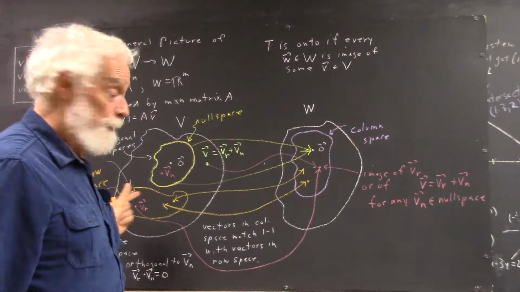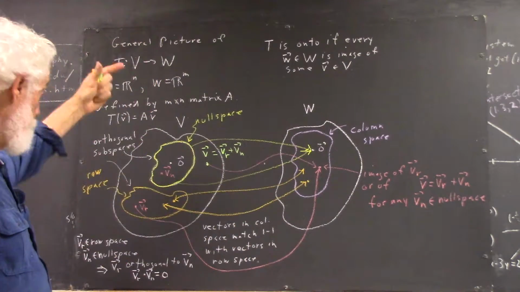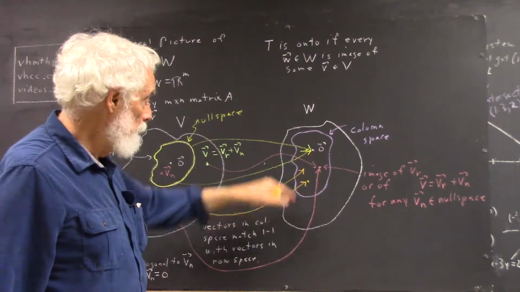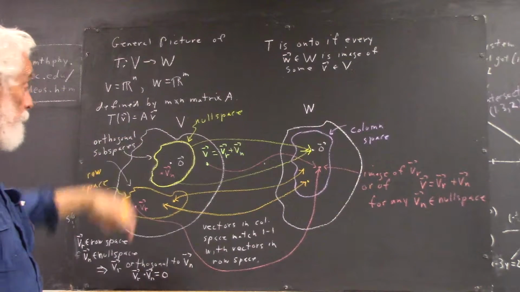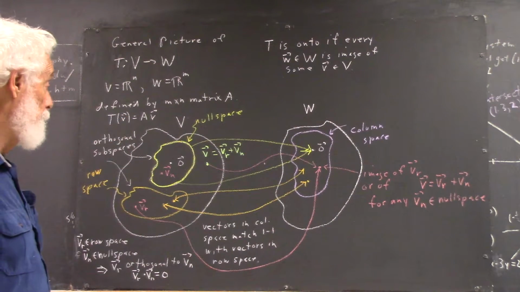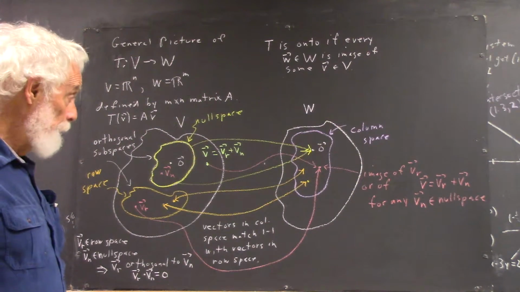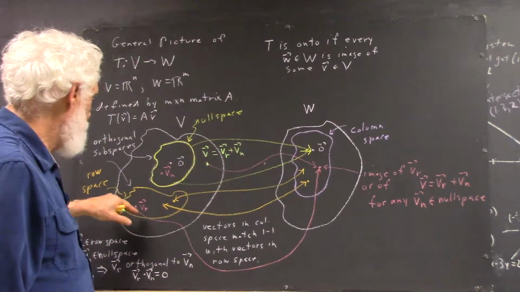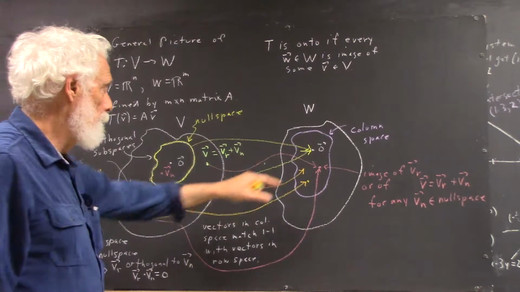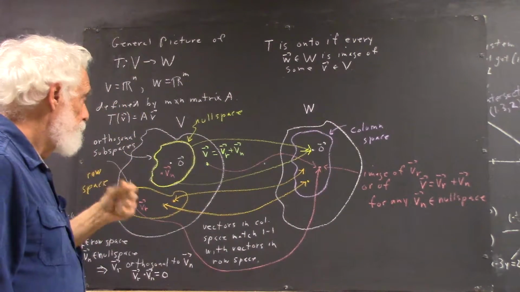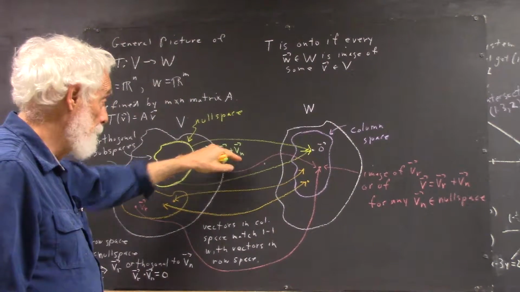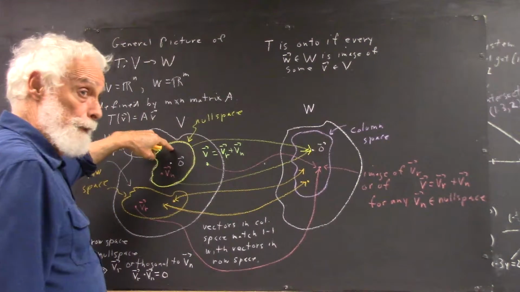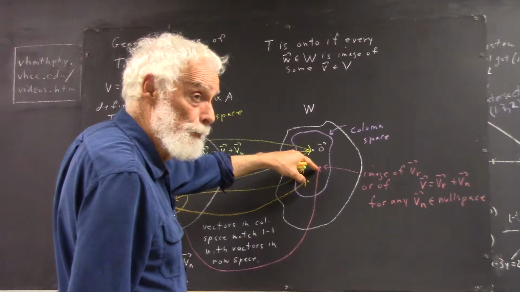For all, just transform every vector in V. They all go into the column space, and every member of the column space comes from some vector in V. Maybe many vectors in V, because again, any vector in the column space is going to be the image of a sum of a vector in the row space and a vector in the null space. So as we've seen, you can have infinitely many vectors over here, because there are infinitely many vectors in your null space that map to the same point. Okay.